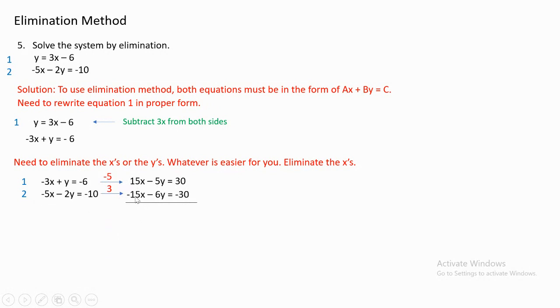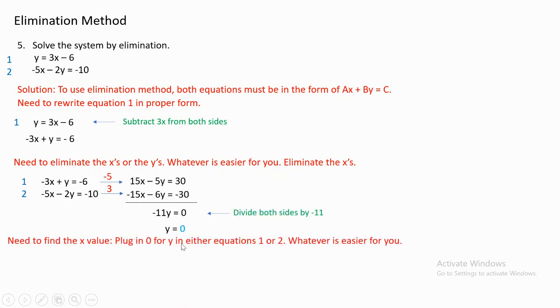3 times negative 5x will give me negative 15x. 3 times negative 2y will give me a negative 6y. And 3 times negative 10 will give me a negative 30. After we add these, it's going to give us negative 11y equals 0. We divide both sides by negative 11. So we know that y equals 0.